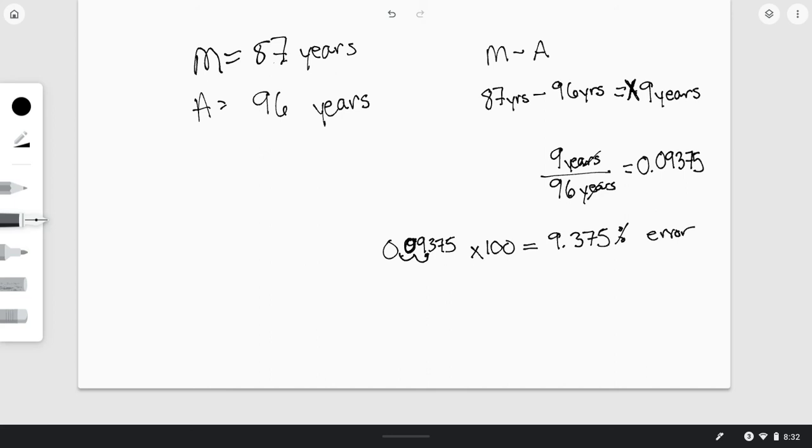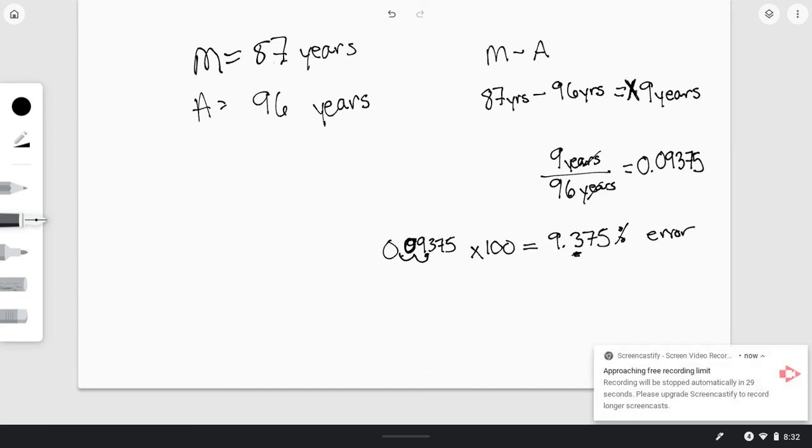This is a lot of decimal places to have here. So I want to round to the tenths place. The tenths place is right here. So I look right next door. If the number is 5 or more, I up the score. So I'm going to round that to 9.4% error. You can replay this and pause for as much as you need, and I hope that this helps you with your future problems.